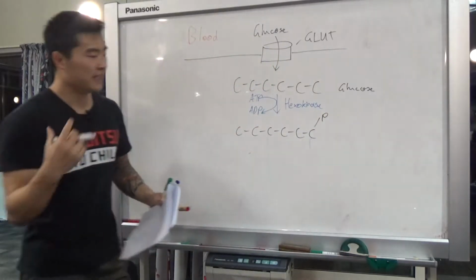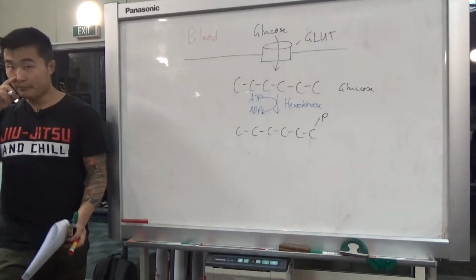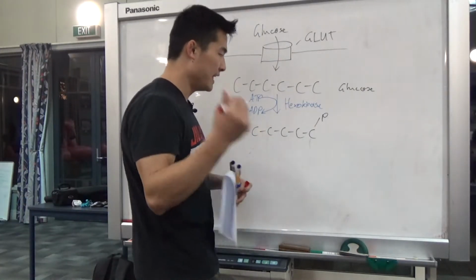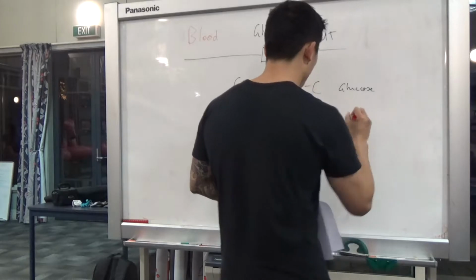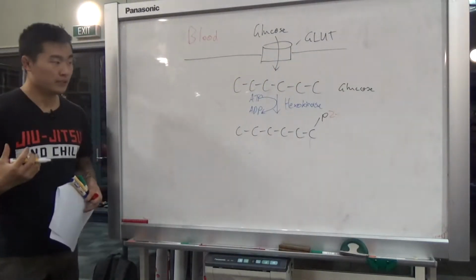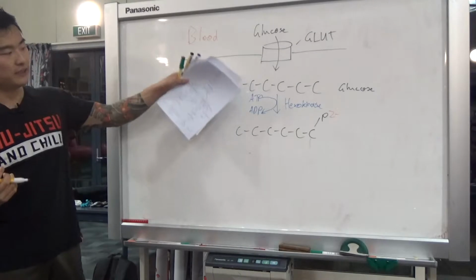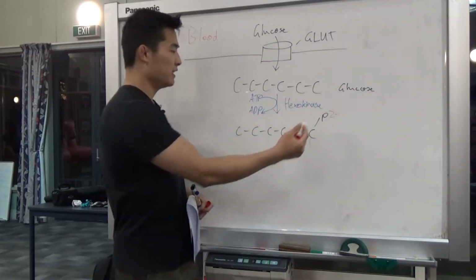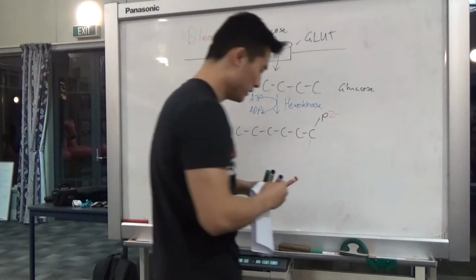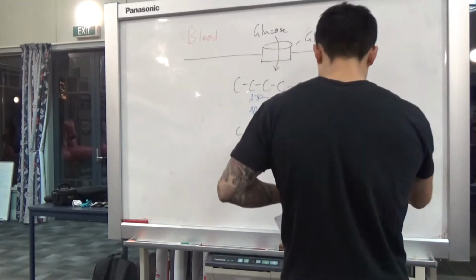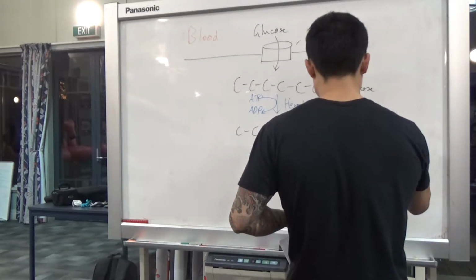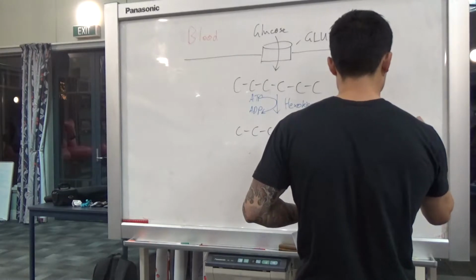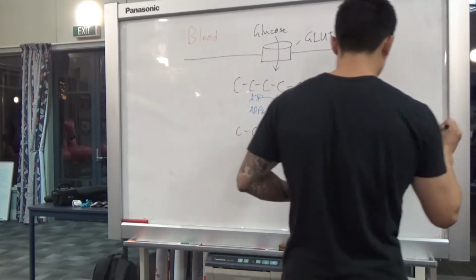Doesn't really matter. Remember that you guys get a diagram in your exam, so it doesn't matter too much about remembering the names, but you should know what each step is significant for. So this first step is very important. Now we've got a negative charge on one end of our glucose molecule, and it's called glucose 6-phosphate, or G6P.